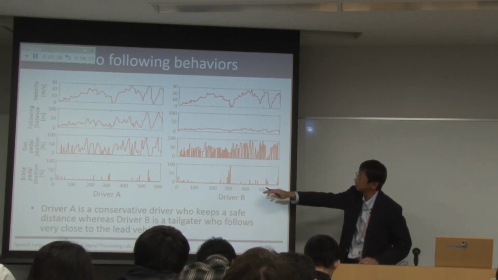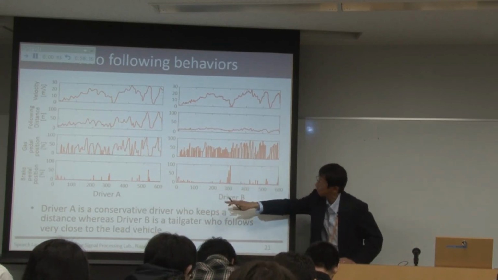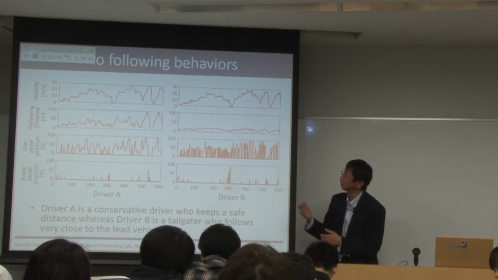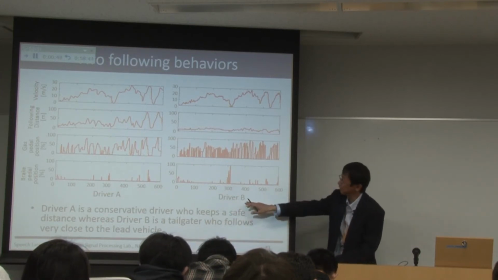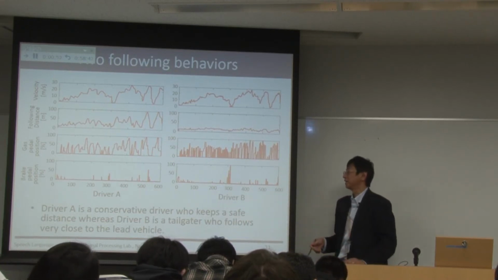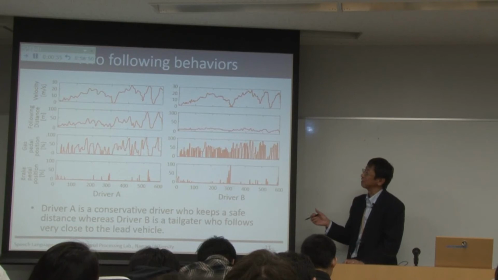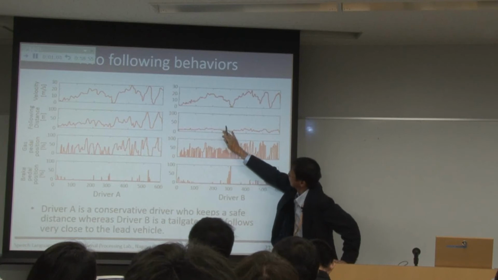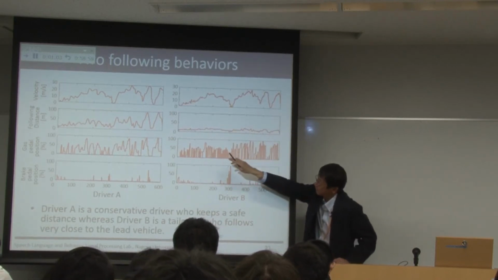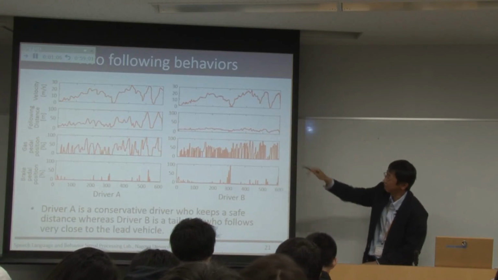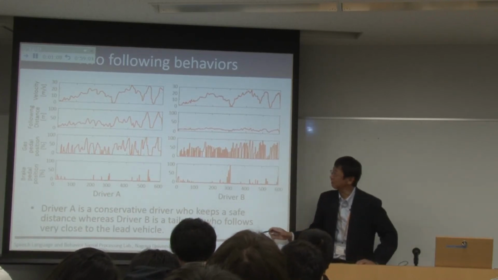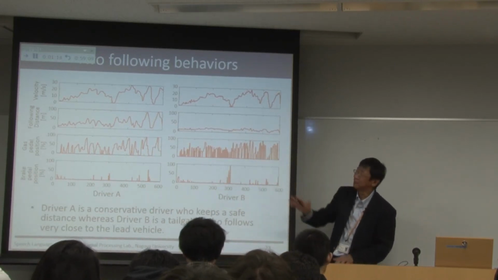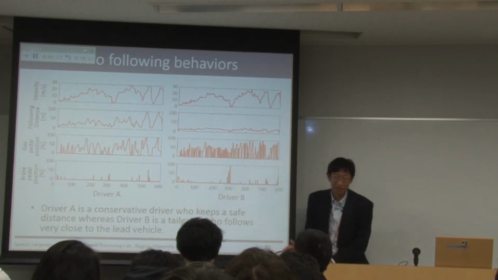By the way, this is the result or profile of two different drivers. Driver A is a very lazy driver in following the foregoing vehicle, and driver B is very careful, and he tried to keep the distance constant very carefully. Therefore, he keeps the intervehicular distance like this, but driver A didn't care about the distance. And as a result, driver B hit the pedals very frequently in order to adjust the distance, but driver A didn't do that so much.